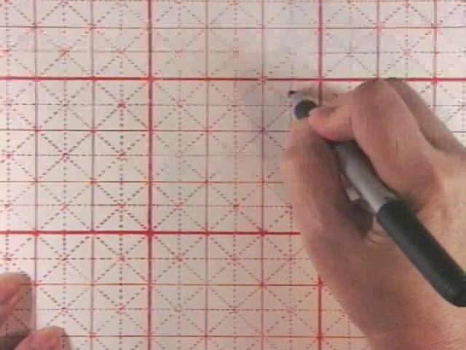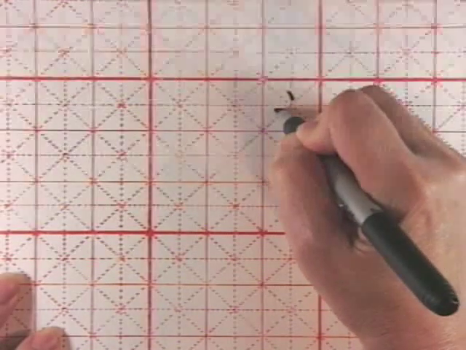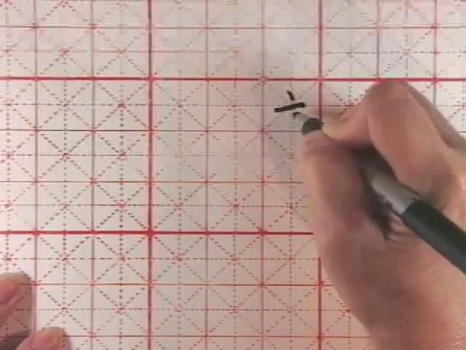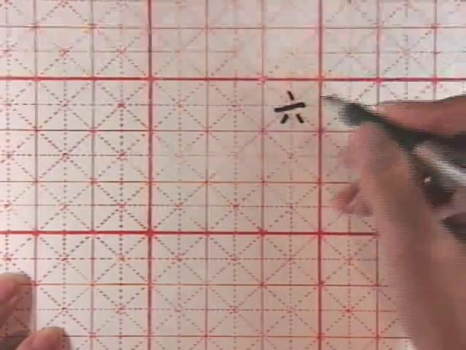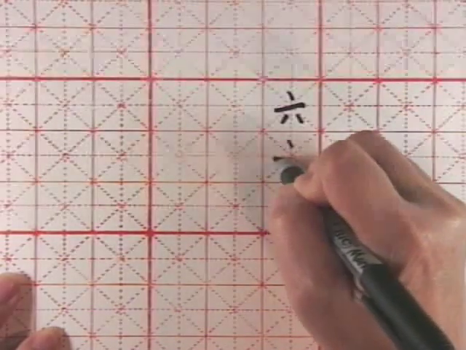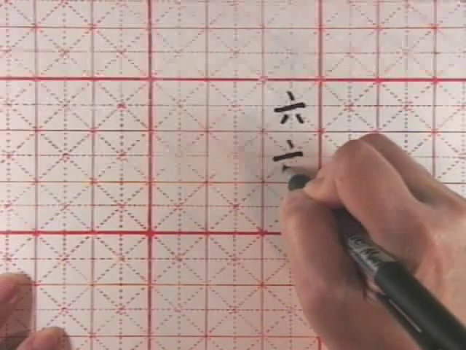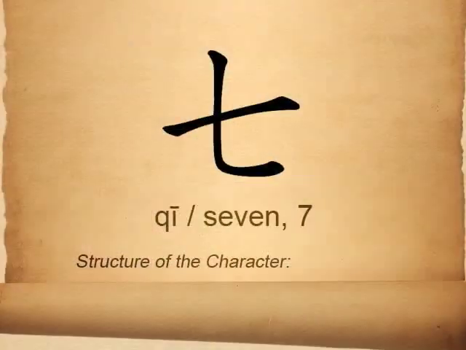Let's name the strokes as we write. We begin with one dot, 一点, 横, 左点, 右点. Let's do it again. 一点, 一横, 左点, 右点. Very good. Next, look at 七, number 7.